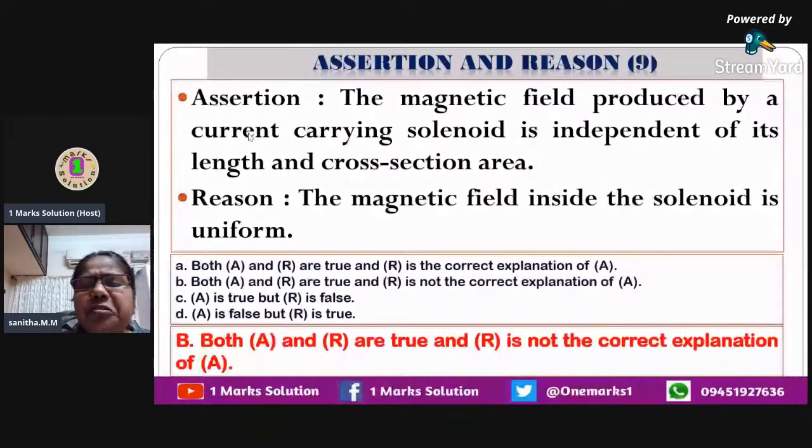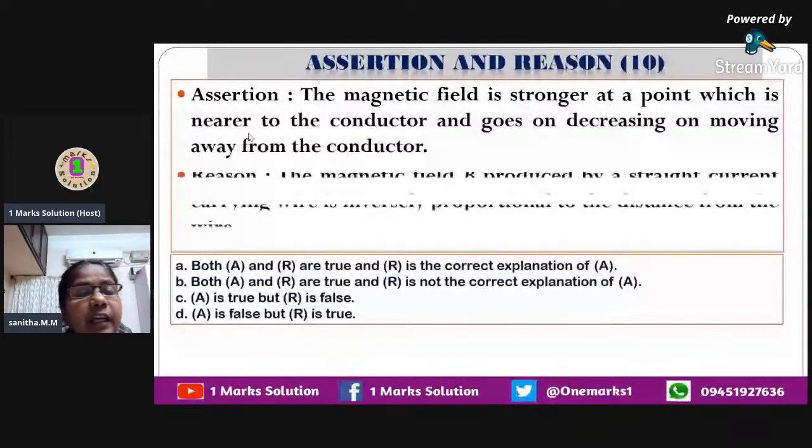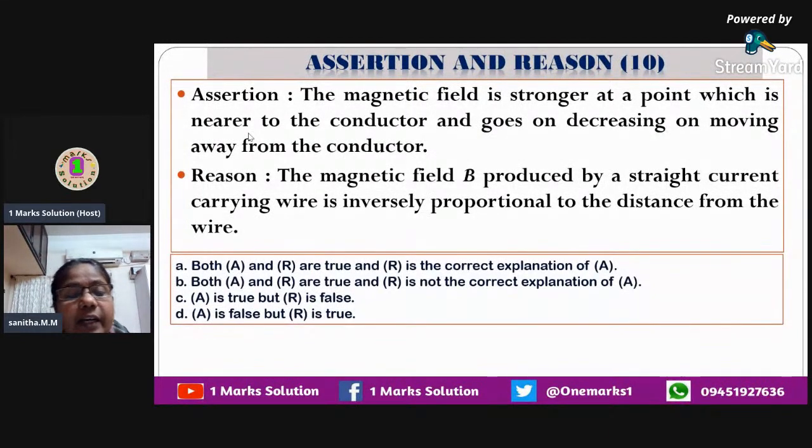The magnetic field is stronger at a point nearer to the conductor and goes on decreasing on moving away from the conductor. Yes, the magnetic field B produced by a straight current-carrying wire is inversely proportional to the distance from the wire. That is absolutely correct. When the distance increases, the magnetic field decreases. The equation, which you will study later, is B is equal to mu 0 by 2 pi into I by R. That is, B is inversely proportional to R, or B is proportional to 1 by R. When R increases, the magnetic field will decrease.